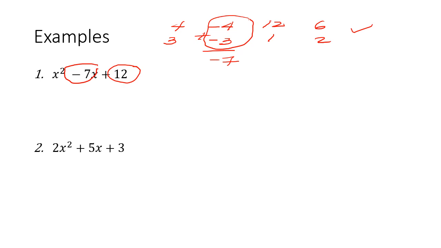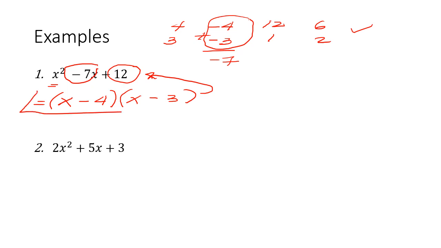So now, because the variable is x, you have x, right? The quantity x minus 4 times the quantity x minus 3. If you try to expand this one, this will be equal to the original expression. So this is the final answer.